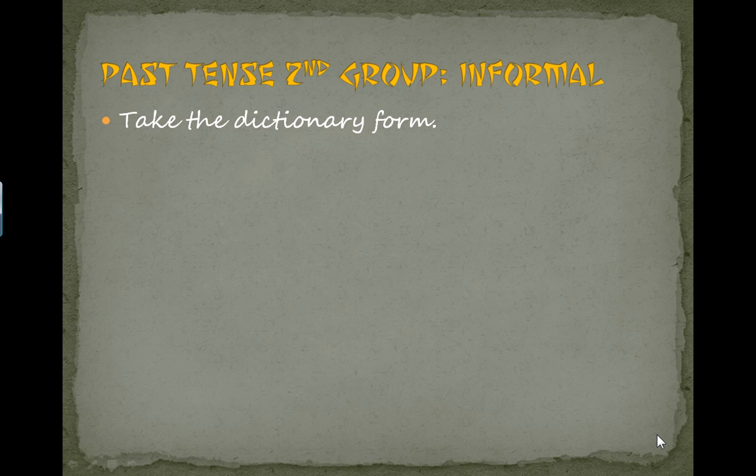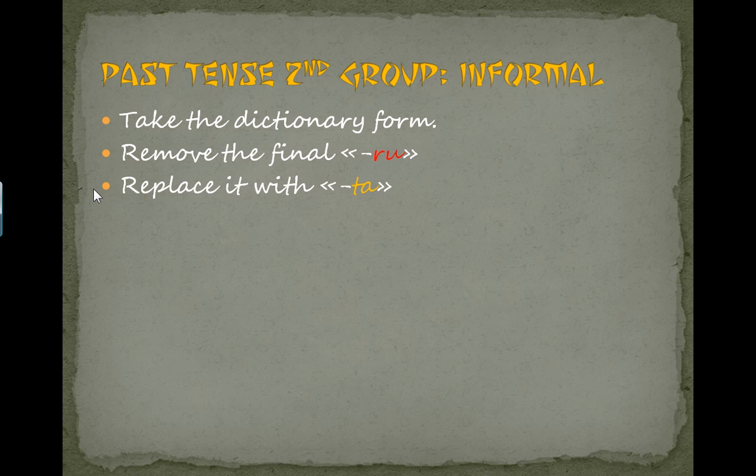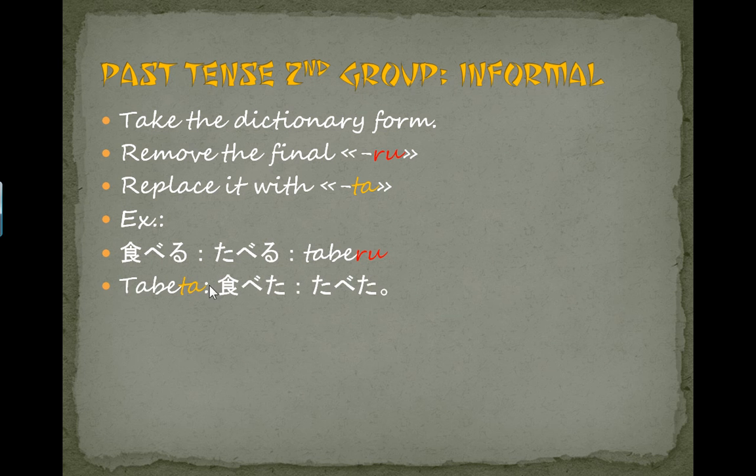Let's move on to the informal form this time. So we're still in the second verb group, but this time it's the informal speech. Now it's the same thing like the previous times. You take the dictionary form, you remove the final ru, just like last time. But this time, instead of replacing it with mashita, you replace it only with ta. For example, taberu, just like last time. So you remove the ru and you replace it with ta. So it becomes tabeta, which means ate in the informal speech.